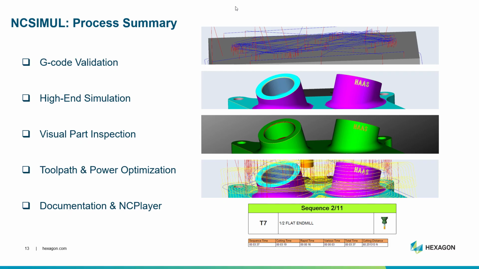And the NC Player is included with the software always. So this is a license-free version of NC Simul that you can spread around on the shop floor if you'd like. It runs on any Windows-based tablet or computer, and it's basically a light version of the program. That way the machinist can see exactly what the programmer was thinking. They just don't have the capability to edit or add any of the code or the process. It just gives them a really good idea of what the part should look like after each tool runs, for instance.